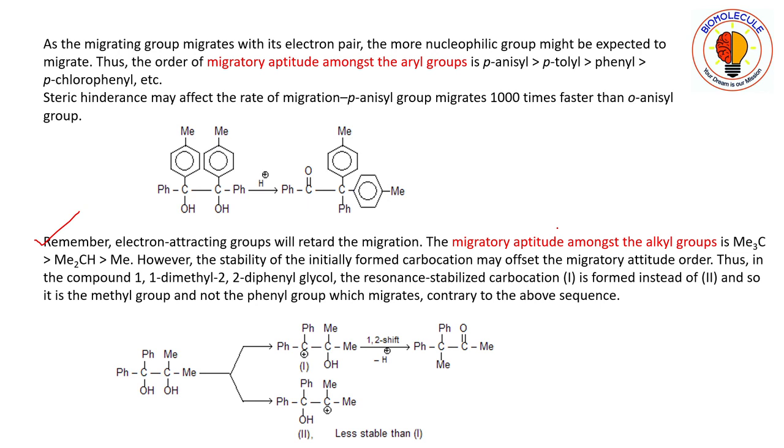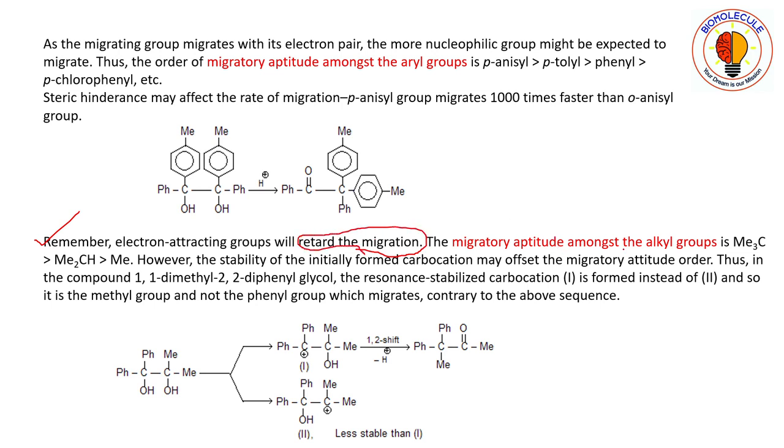Now moving on to the migratory aptitude of the alkyl groups. So remember, electron attracting groups will retard the migration. If some electron attracting groups are present, previously it was a donating group, now an electron attracting group is present, then it will retard the migration. The migration will be less.